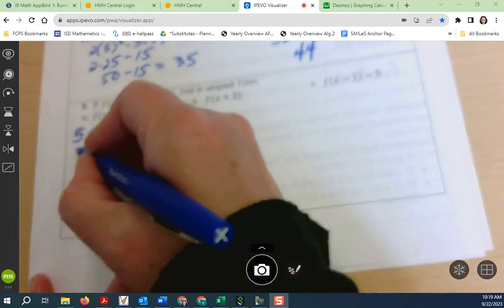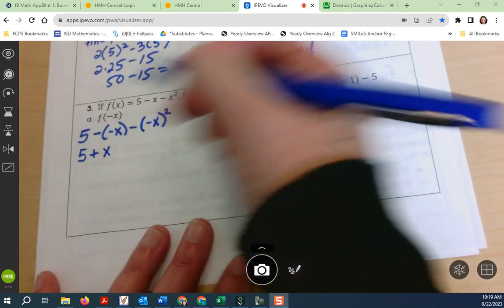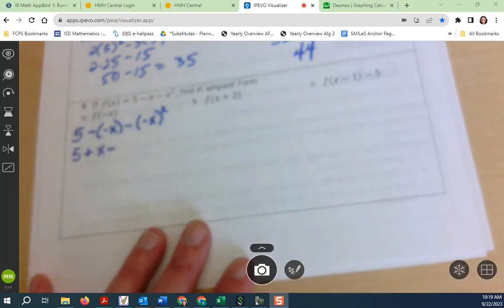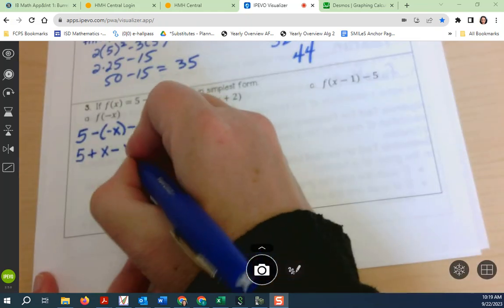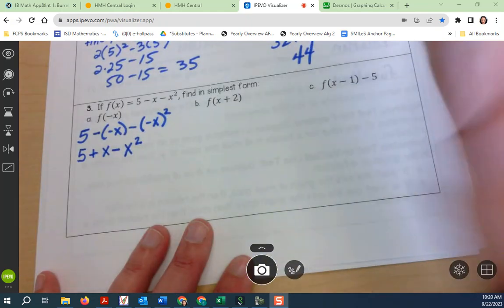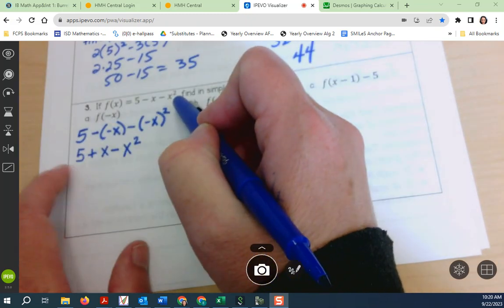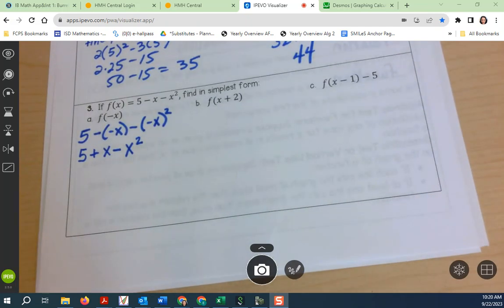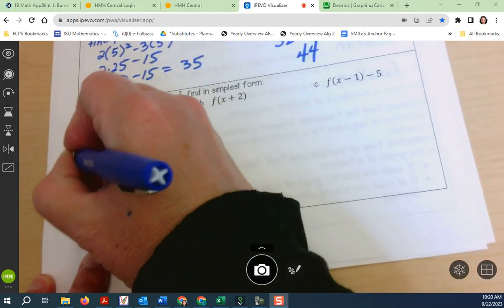So here I have 5 plus x, and then minus, but when I square a negative x, what do I get? Positive x squared. So I had the opposite of this term, but I had the same as this term. I also had the same as this term. So it's neither opposite nor the same, but it is 5 plus x minus x squared. And actually, we can write in front of it f of negative x equals.